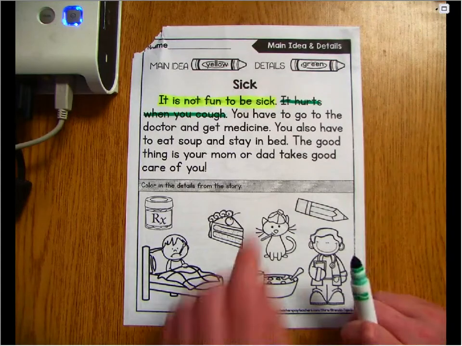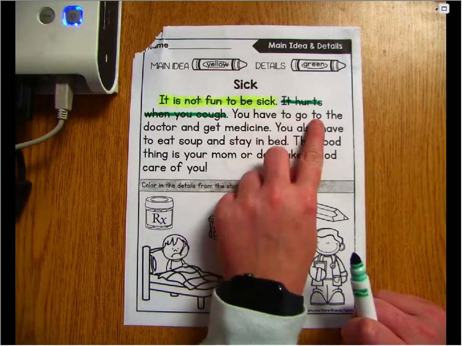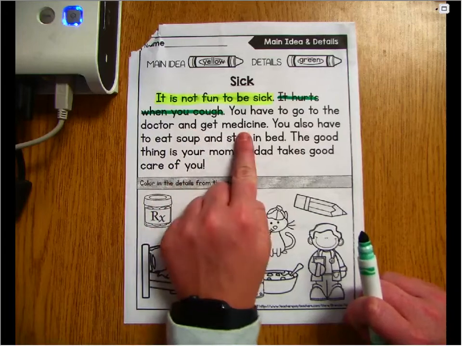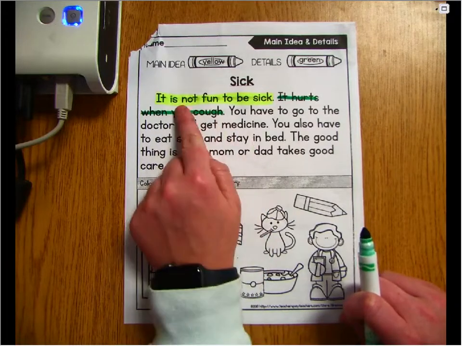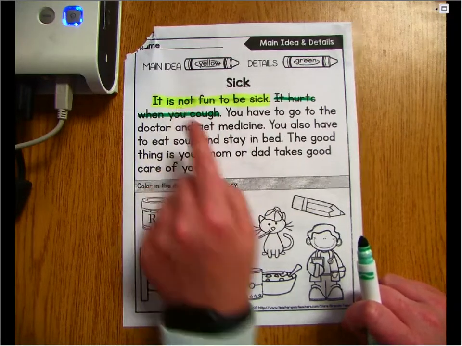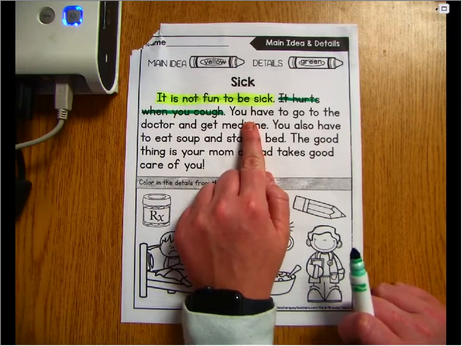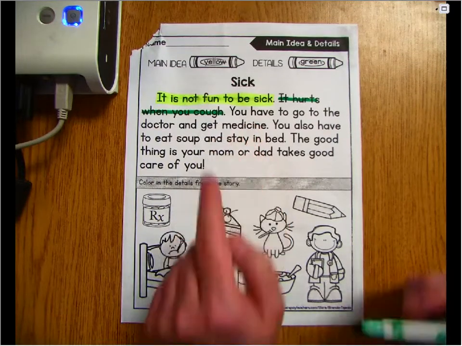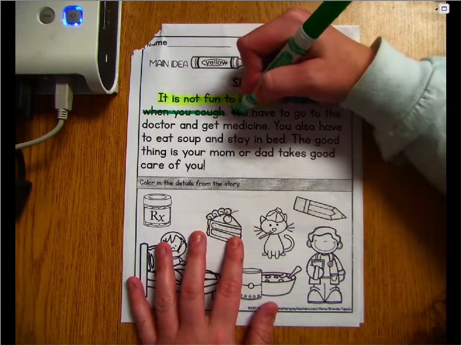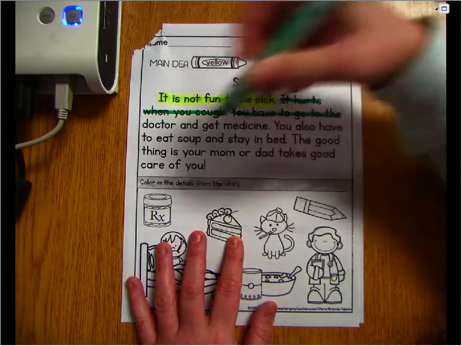The next sentence says, you have to go to the doctor and get medicine. Well, our main idea is it's not fun to be sick, and most times it's not fun to go to the doctor and get medicine. So that can also be a detail that supports our main idea.